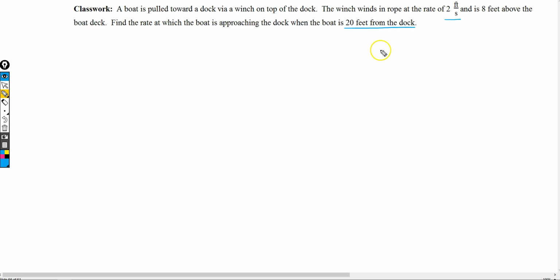All right, so the first thing we want to do here is draw a picture. Now my artistry isn't that great, but we have a winch up here. We have our water here and our boat.